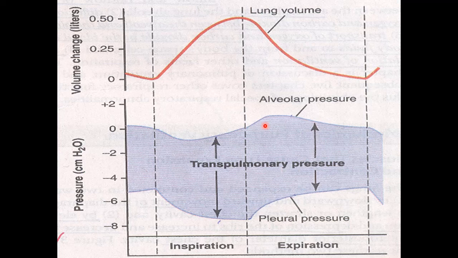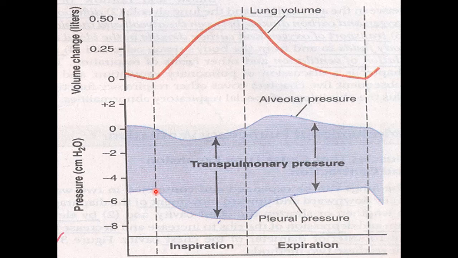Now this is the graph showing us the pleural pressure and its variations during respiration. On the x-axis, we have the two phases of respiration, inspiration and expiration. On the y-axis, we have the pressure changes given in centimeters of water. The lower curve is of the pleural pressure change. The dashed line shows the demarcation between the phases of respiration. So this is the beginning of inspiration.